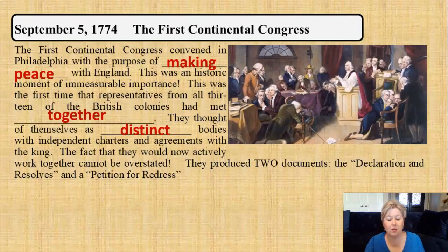This group will produce two documents, the Declaration and Resolves, and something called a petition for redress. You should recognize those words, right? A petition for redress of grievances. That's what the Petition of Right of 1628 was. They're going to produce the same kinds of documents. So I want to look at those briefly. Grab your highlighter.